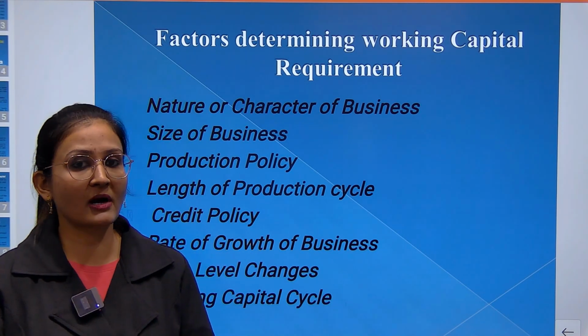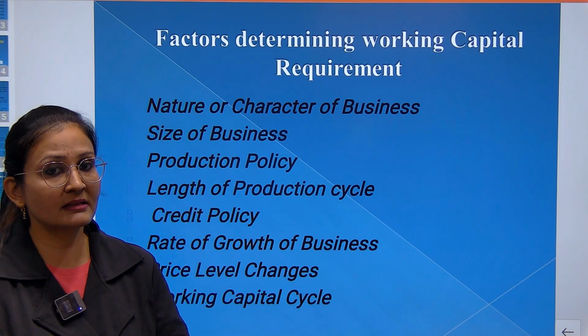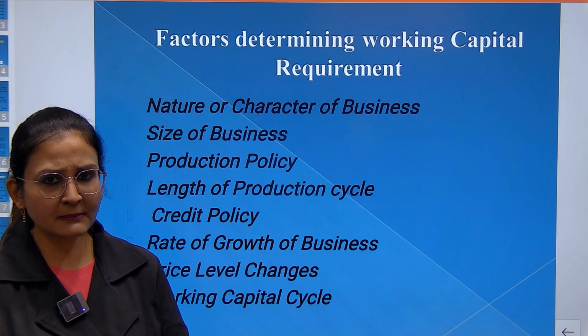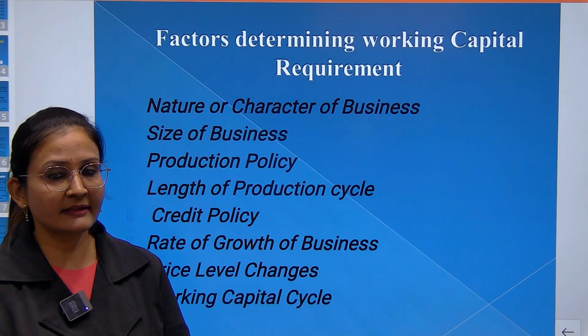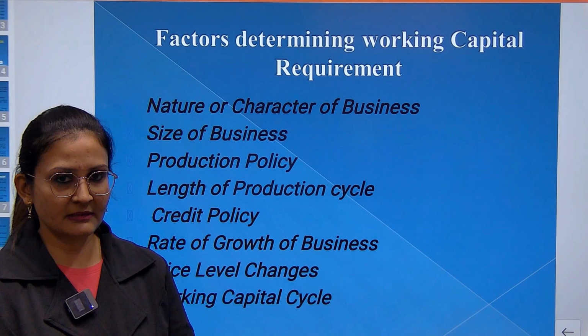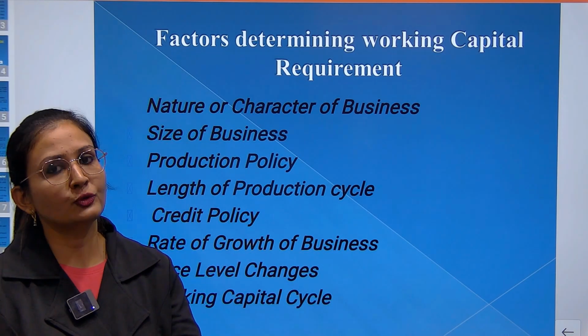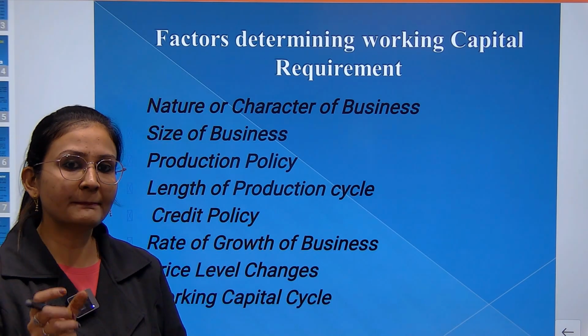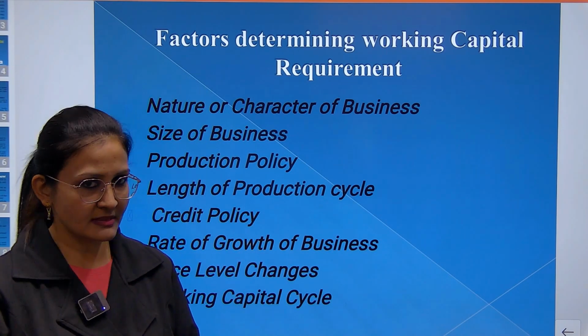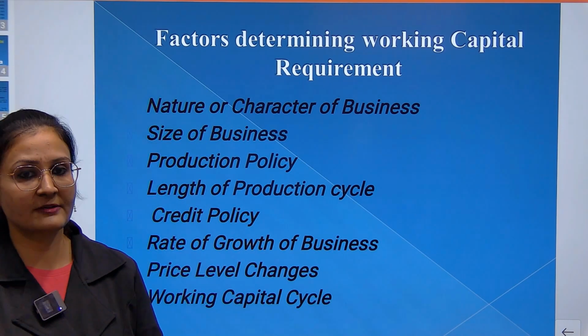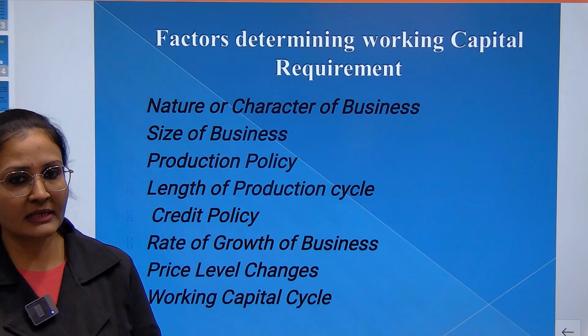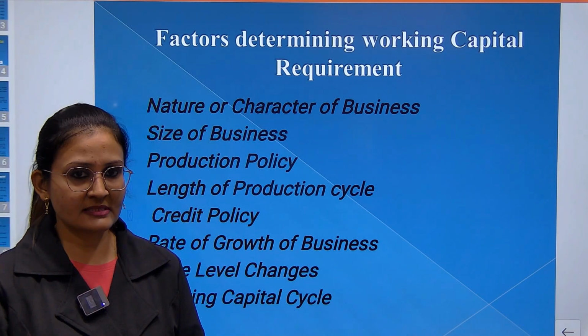Then length of production cycle. If your production cycle is for 1 month or more than 6 months, then you need more working capital. But if it is for 1 day, then you need less working capital. So, it depends upon the length of your production cycle. Then your credit policy, from where you have taken credit. So, it depends upon the credit policy also.